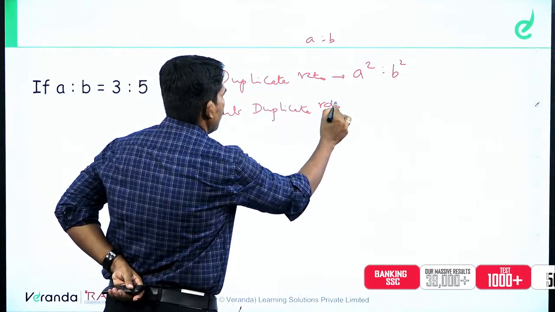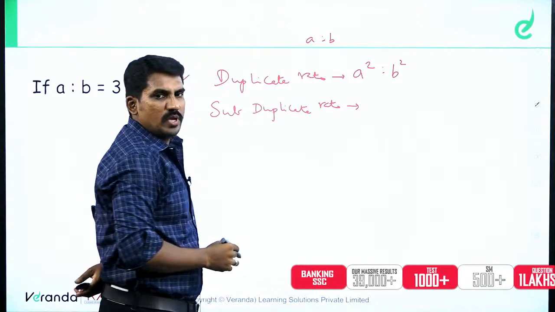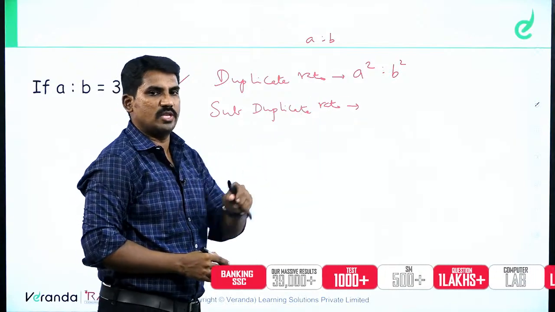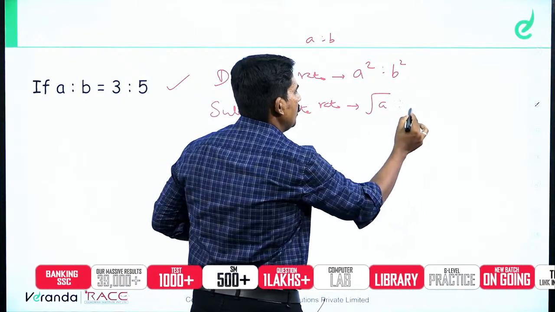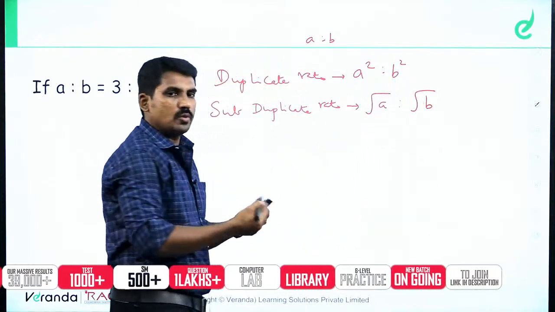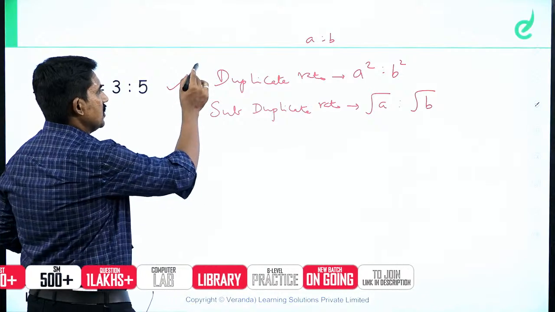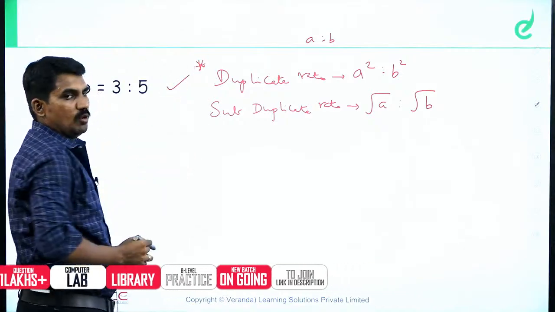That's all. Clear? A is to B given. Duplicate means A square is to B square. Sub-duplicate means root A is to root B. That's all. Square root we have to take. So this is the concept of duplicate and sub-duplicate.